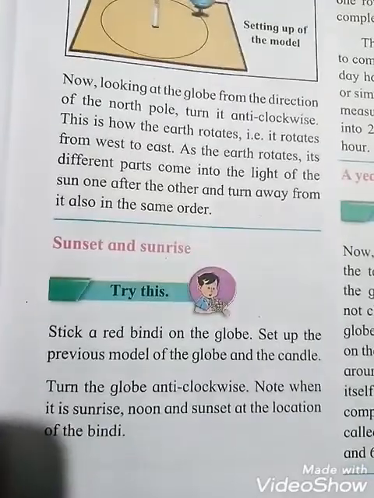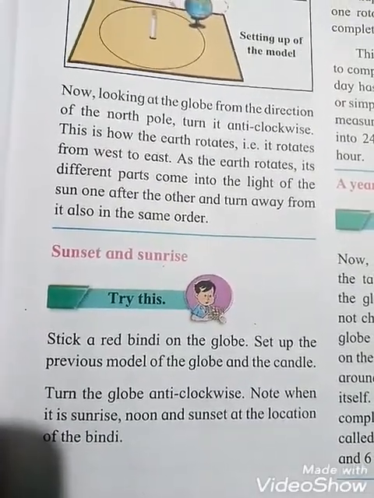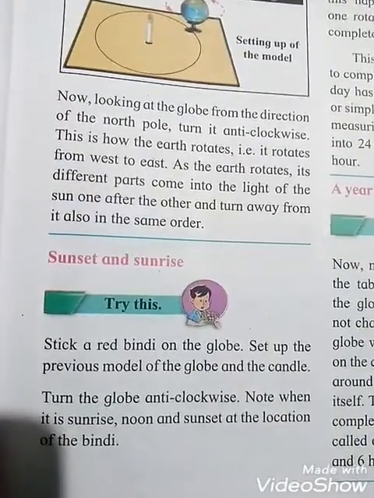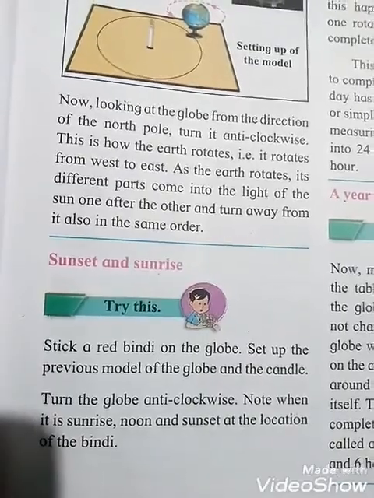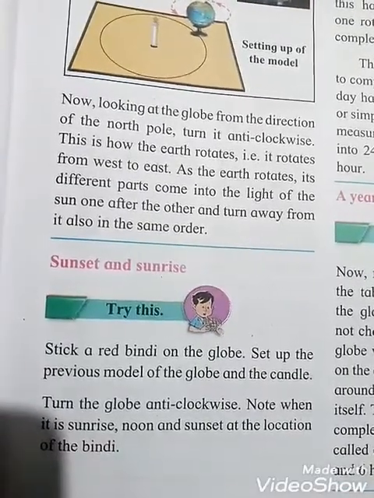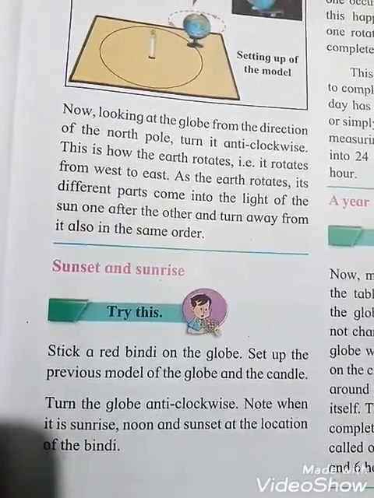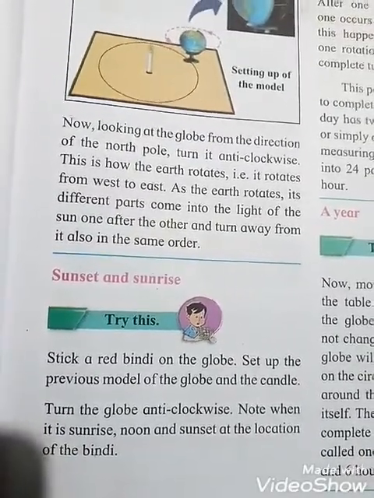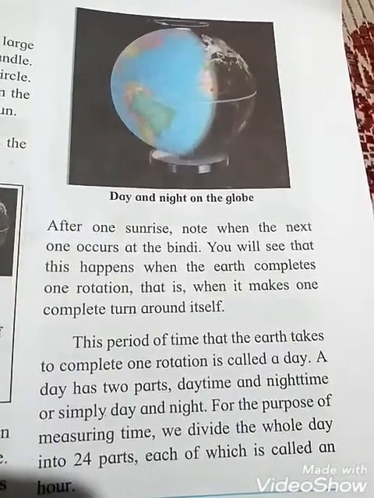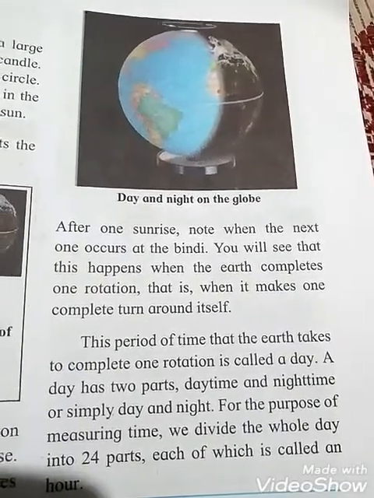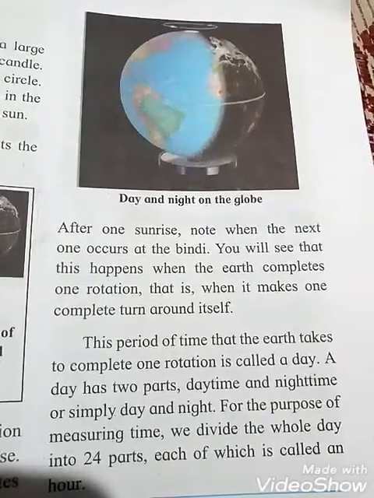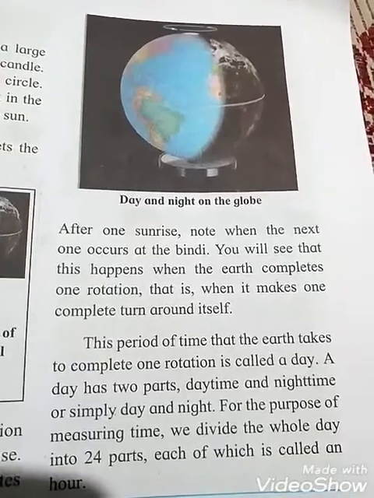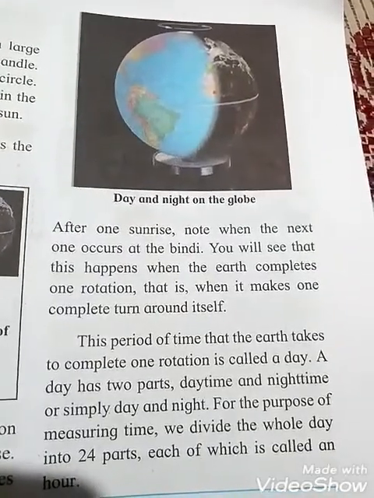Try this. Stick a red bindi on the globe. Set up the previous model of the globe and the candle. Turn the globe anti-clockwise. Note when it is sunrise, noon and sunset at the location of the bindi. Students, this shows day and night on the globe. Day means the place where there is brightness, we can say the daytime, and the place where there is darkness, we can say the night. So you can see day and night on the globe.